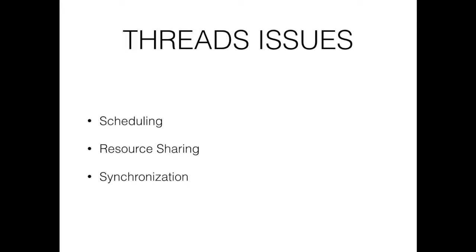The second issue or challenge is resource sharing. As I told you, multiple threads can share the same memory of the global variables. Since threads share this memory and other resources, you must be careful because an operation performed in one thread could cause problems in another thread.